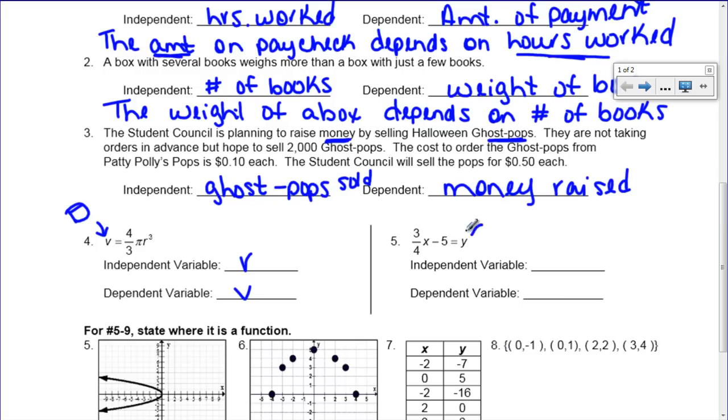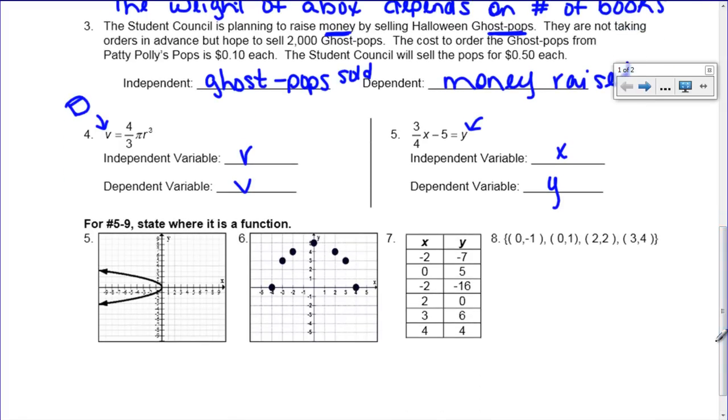Well, the dependent variable will be the thing that's all by itself, so y will be dependent, and in this equation, the x will be independent. So my next few problems, I just have to state if it's a function or not.